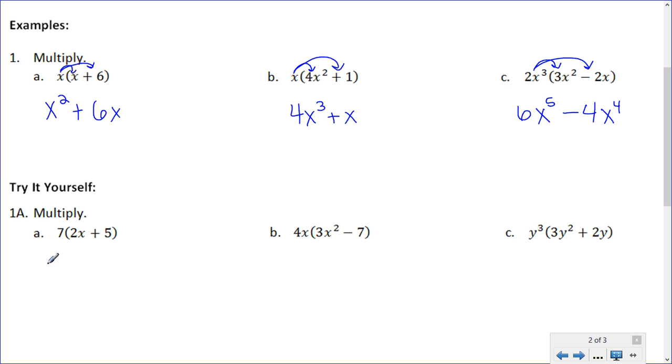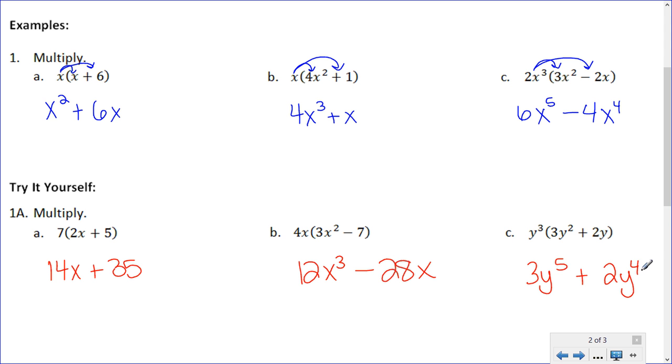Okay, for A, you should have gotten 14x plus 35. For B, 12x to the third minus 28x. And for C, 3y to the fifth plus 2y to the fourth.